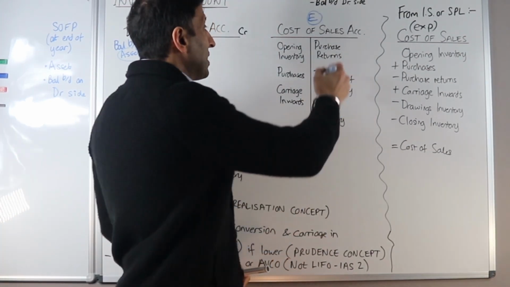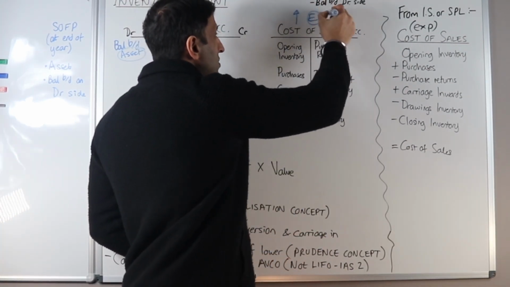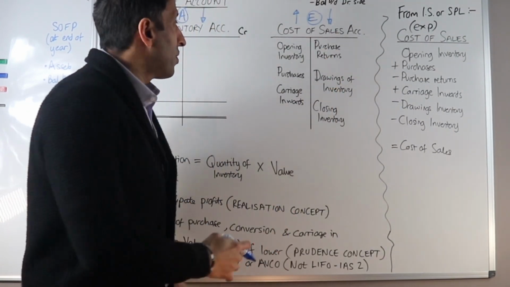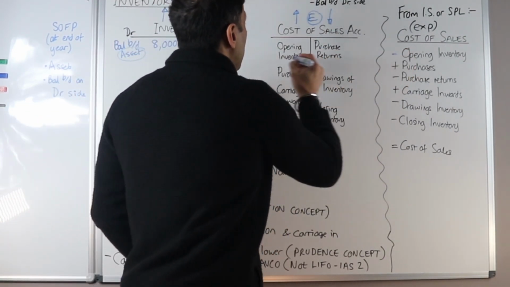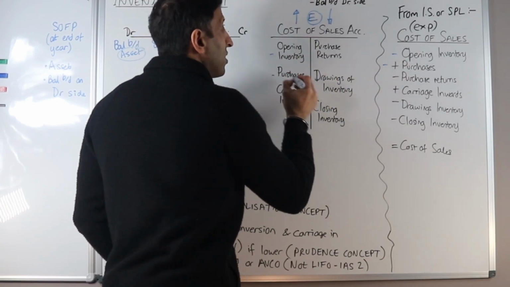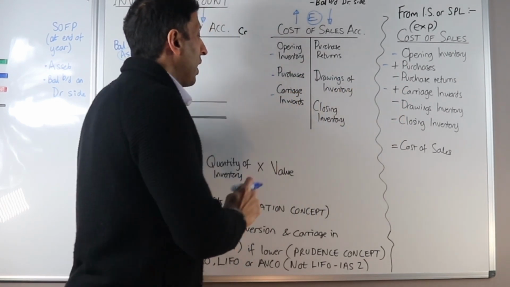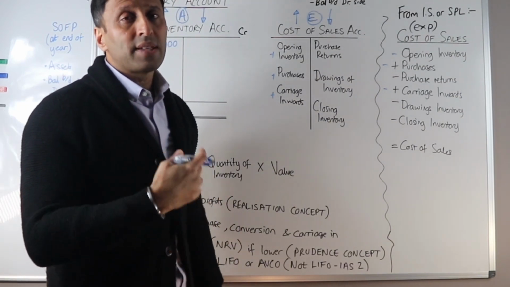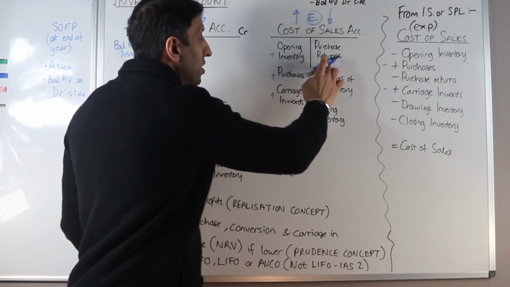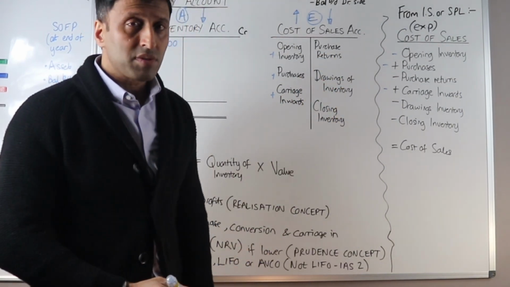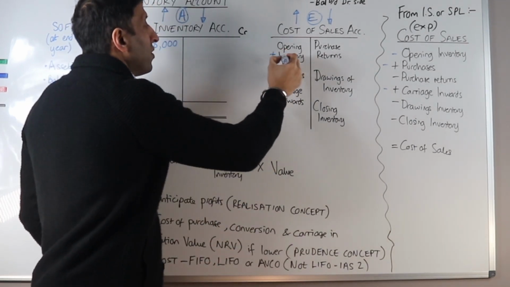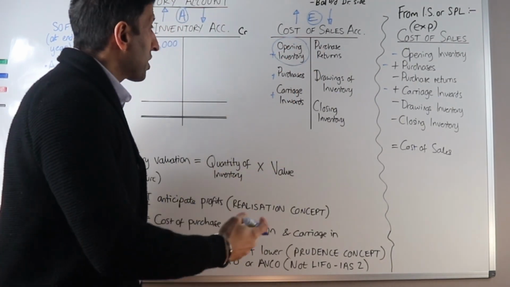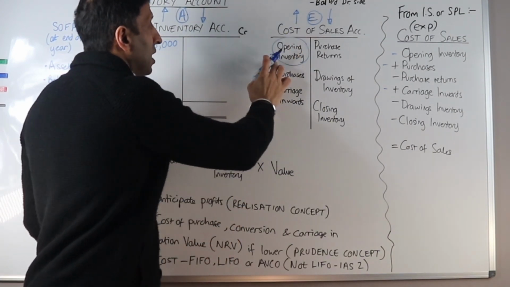So the cost of sales account itself is an expense account. Expenses increase on the left, the debit, and decrease on the right. So the opening inventory adds to that. Purchases and carriage in, they are all part of, or they all increase the cost of the sales. And items on the other side all decrease the cost of sales. Now, we said that the opening inventory in the cost of sales is part of the expense, part of the cost, so it increases the cost on the left.